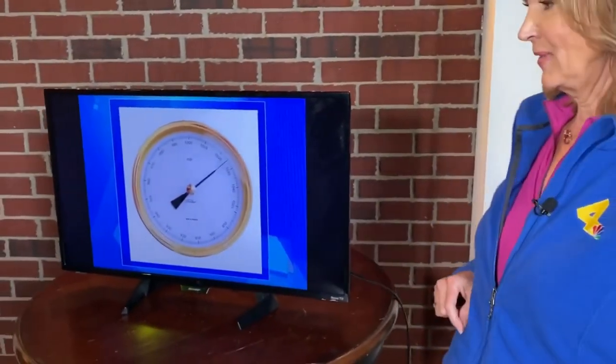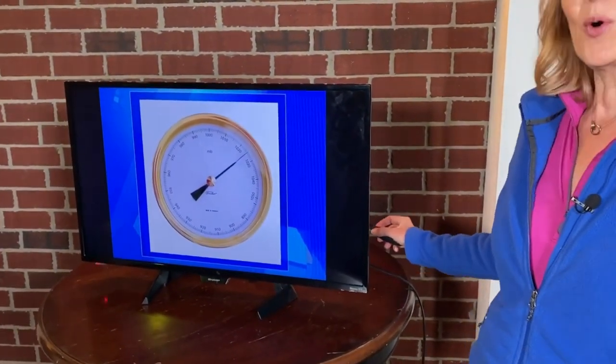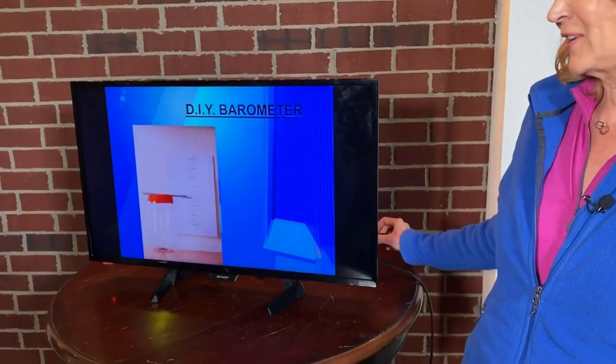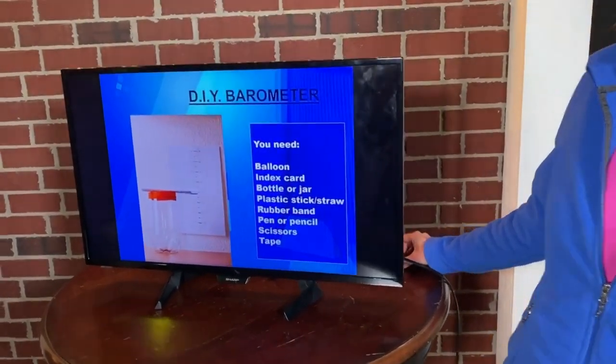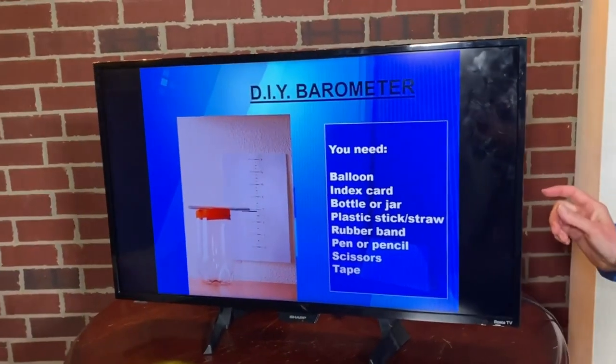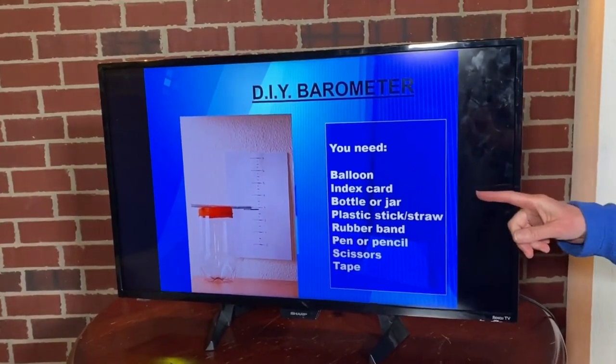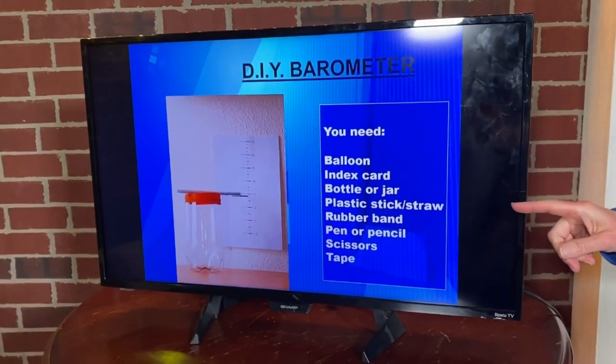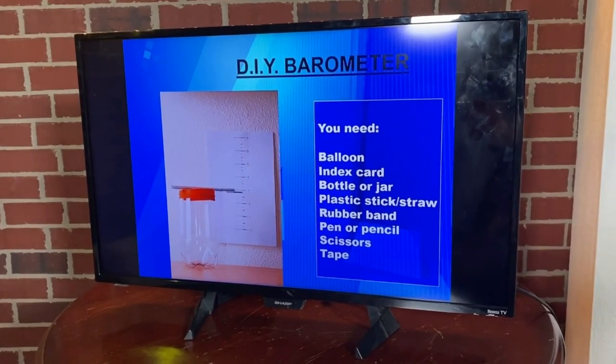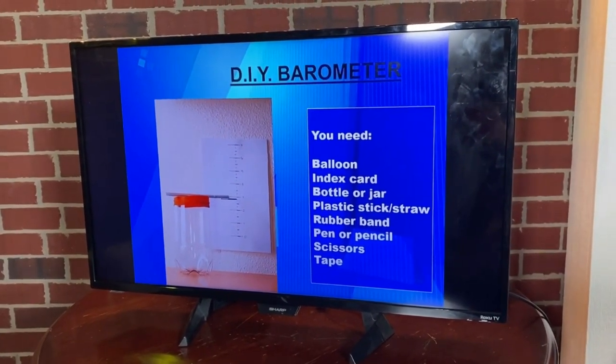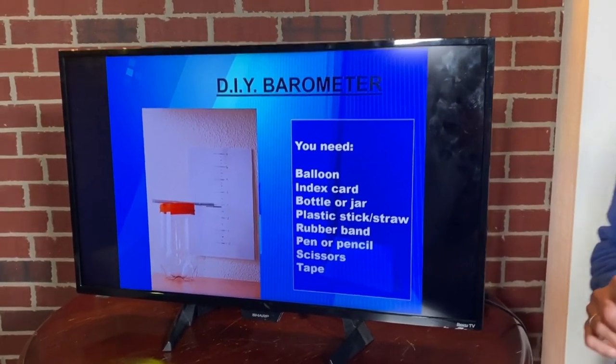Okay, so now that we know a little bit about air pressure, how do we measure if it's high or low air pressure? Well, with a barometer, and that's what a barometer looks like, but we're going to make a barometer, and here's what you'll need for your do-it-yourself barometer. A balloon, an index card, a bottle or a jar, a plastic stick or maybe a straw, a rubber band, a pen or a pencil, scissors, and some tape. So hopefully you have all of those supplies at home.